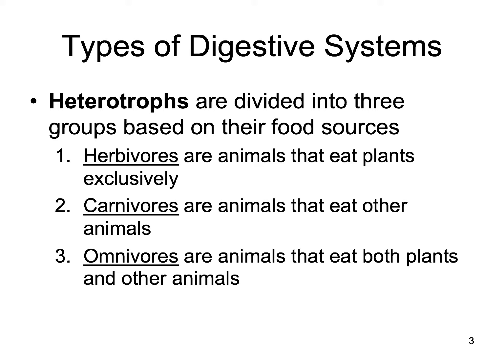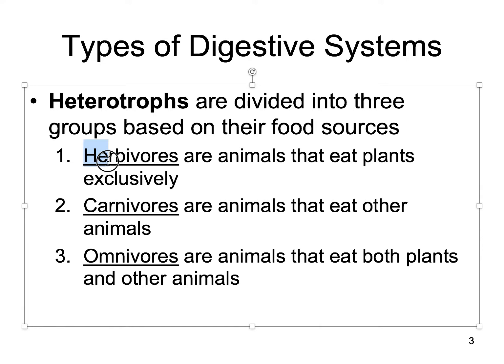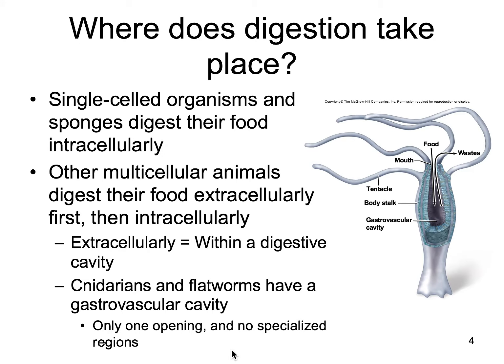Now, to understand the different types of digestive systems better, we can look at the types of foods that these organisms eat. Broadly speaking, we have three classifications: herbivores, which are animals that eat plants exclusively, think cows or sheep, anything that grazes. We have carnivores, which are animals that eat other animals. Ecologically, we call these predators. And then omnivores, which are animals that eat both plants and other animals. And of course, humans are omnivores, usually.